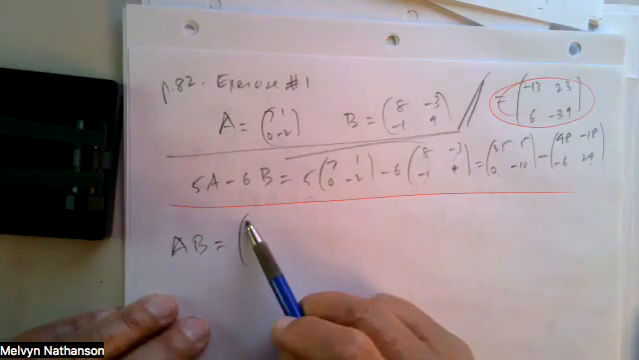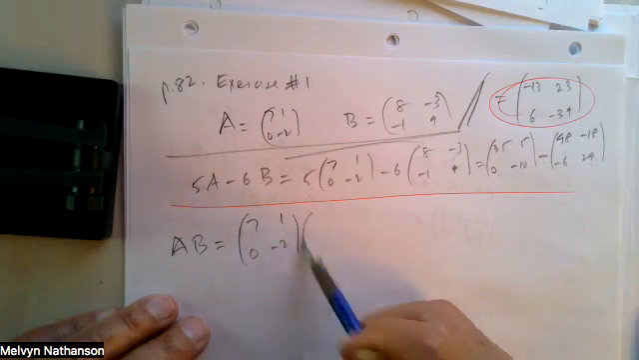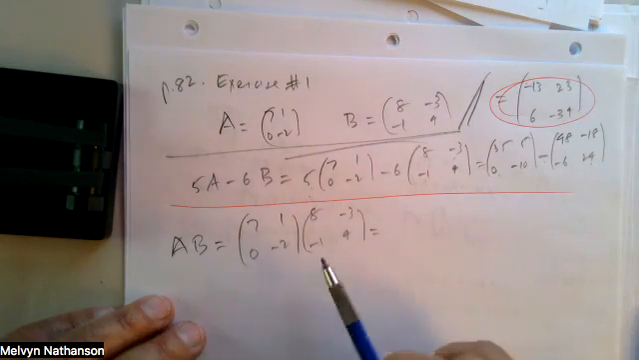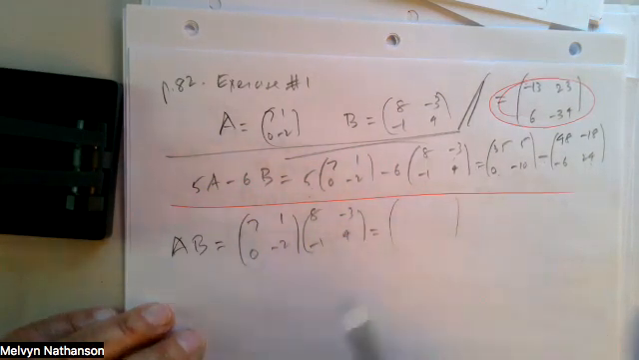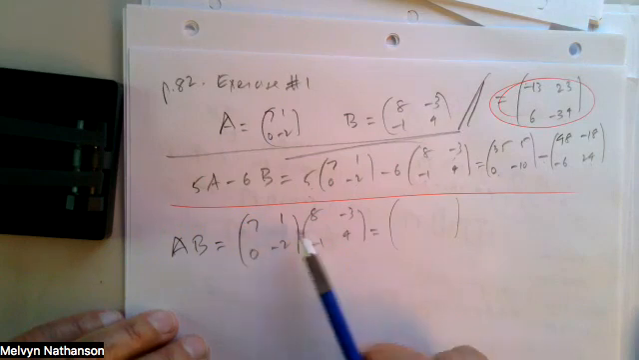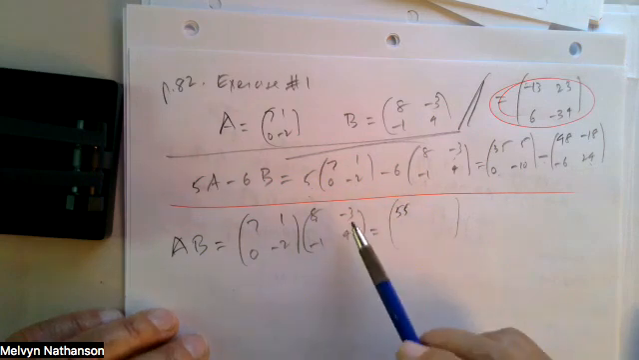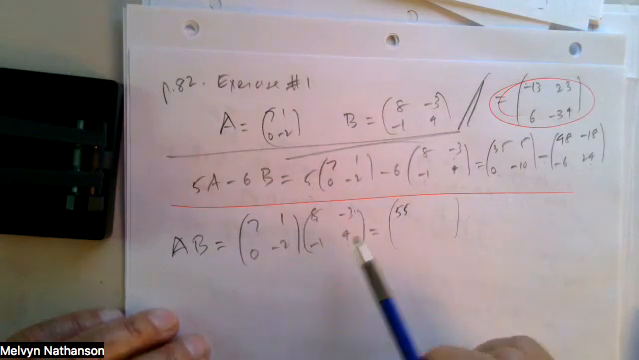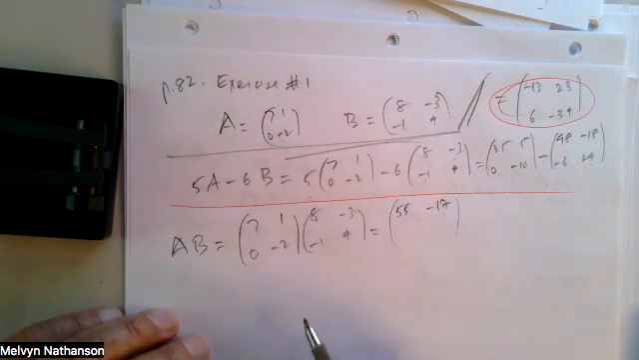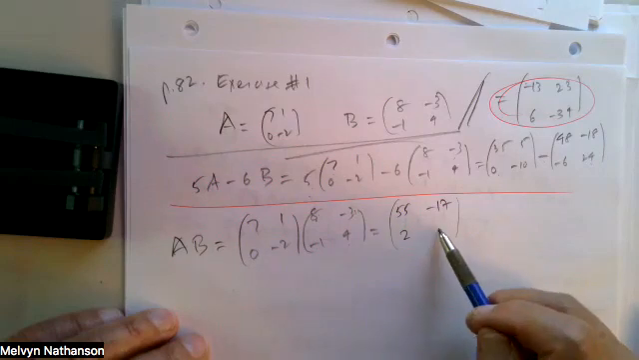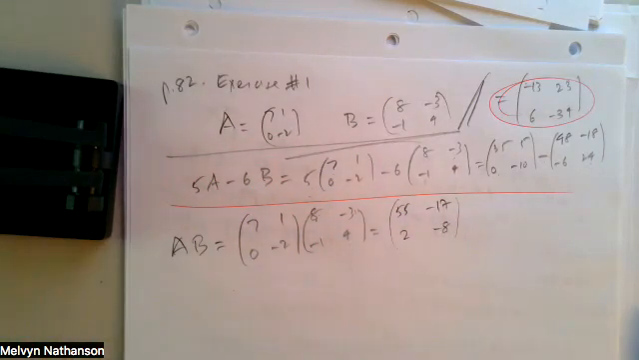What is A times B? 7, 1, 0, minus 2 times 8, minus 3, minus 1, 4. Matrix multiplication is going to be a 2 by 2 matrix. Row into column. 56 minus 1 is 55. Minus 21 plus 4 is minus 17. 0 plus 2 is 2. 0 minus 8 is minus 8. So A times B is this.